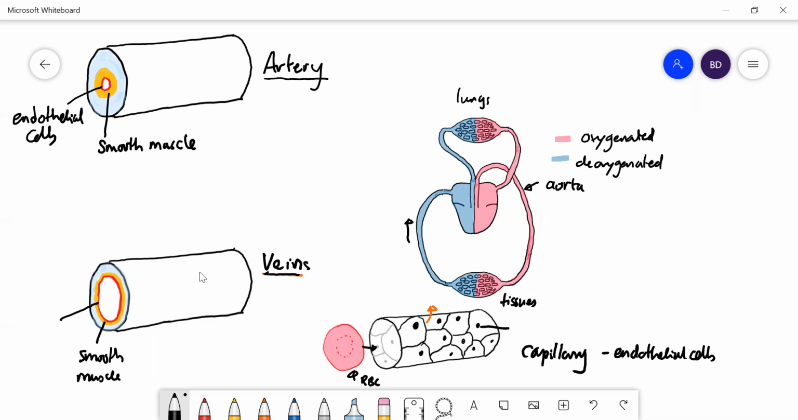And then outside the smooth muscle, both the artery and the vein have got this elastic tissue, and the vein's got it. We can see once again the vein has got much thinner layers of smooth muscle and elastic tissue than the artery, so it's only got thin layers. Now that's due to the function of these vessels.